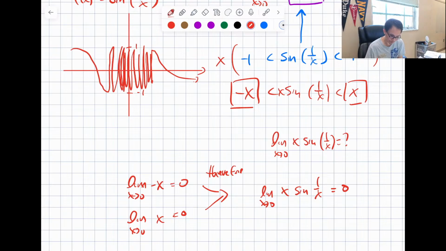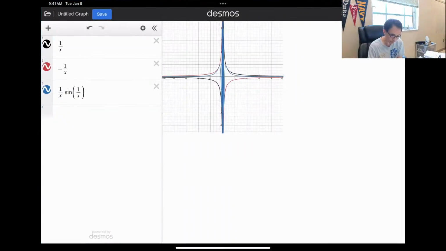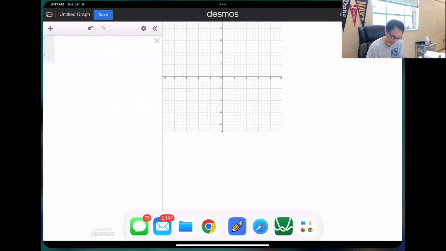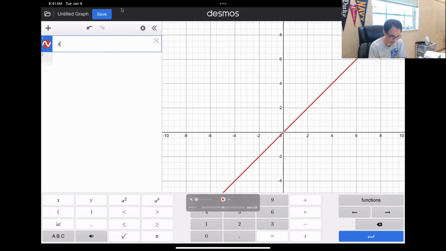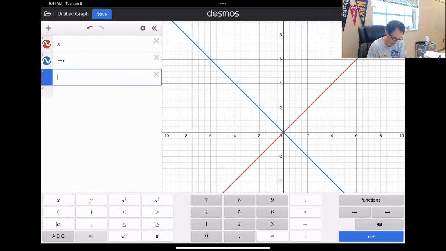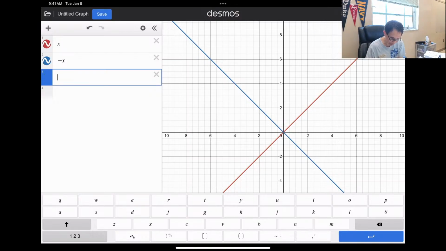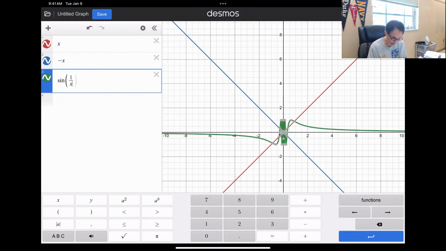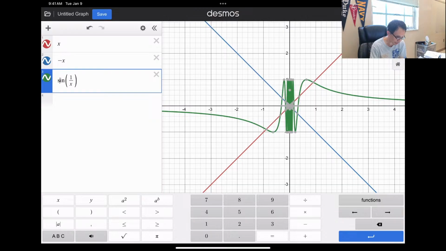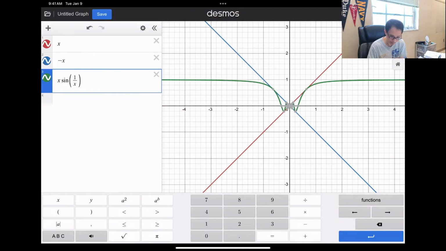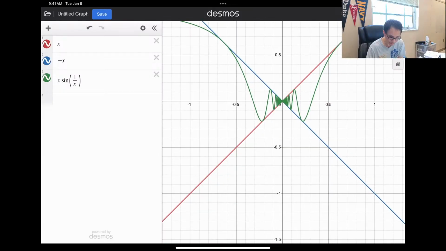And that's as simple as that. Now we're going to go to the graph. In case you don't know, we're going to show you x and negative x, and we also show you the sine of 1 over x. This is the graph, but that's not the graph we're interested in. We're interested in x sine of 1 over x, so I'm going to put x in front of it. And boom. We talked about this last year.